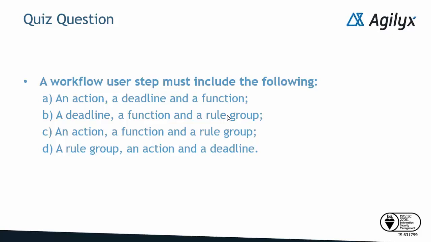Okay, so another question. A workflow user step must include the following. For people who have implemented workflows in the organization, they should know this. As a minimum, you can't save a user step if you don't do this. What is it? Is it an action, deadline, and a function? A deadline, a function, and a rule group? Action, function, a rule group, an action, and a deadline? Very good, Caroline. Caroline was really good. That's the answer.